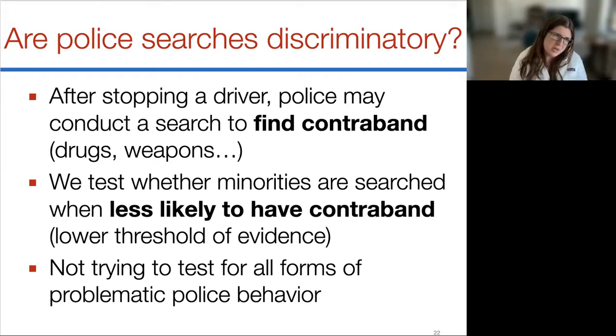Importantly, this is not comprehensive, right? There are many other ways that police could behave problematically. This definition, for example, says nothing about disparities in police use of force after a stop, right? And that's one of the reasons we've released all the data publicly, because a single paper can only scratch the surface of what is possible with this data. Nonetheless, it is an important definition of discrimination, and so that's what we're looking at here.